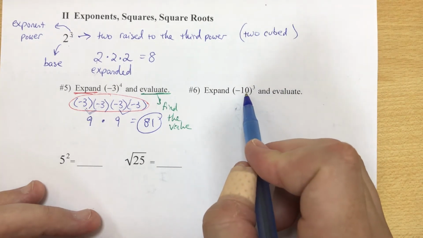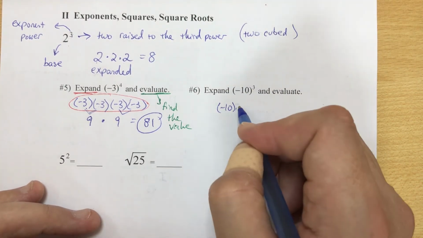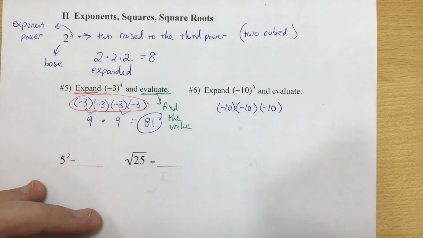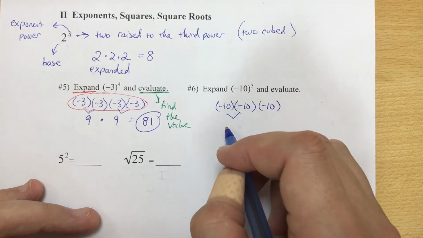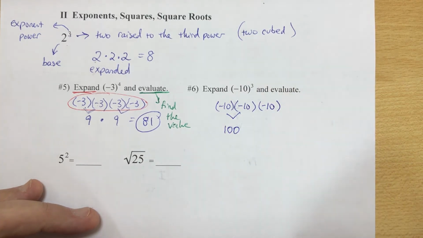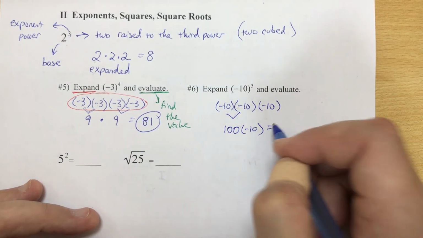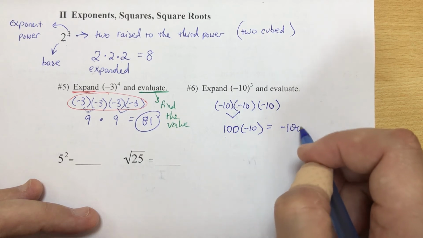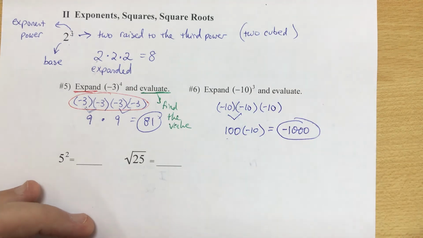Okay, how about negative 10 raised to the third? That means we take the base, negative 10, and multiply it by itself 3 times. We can do negative 10 times negative 10. Negative times negative is positive. 10 times 10 is 100. Now, 100 times negative 10, a positive times a negative is a negative, and that's negative 1,000 right there.